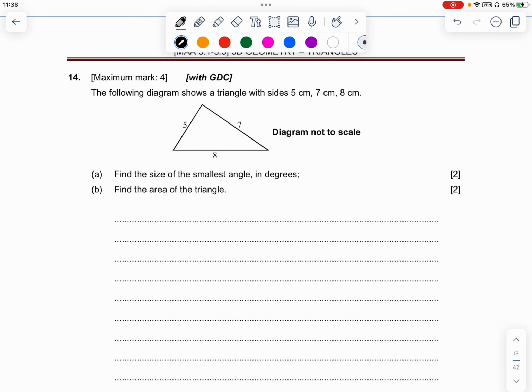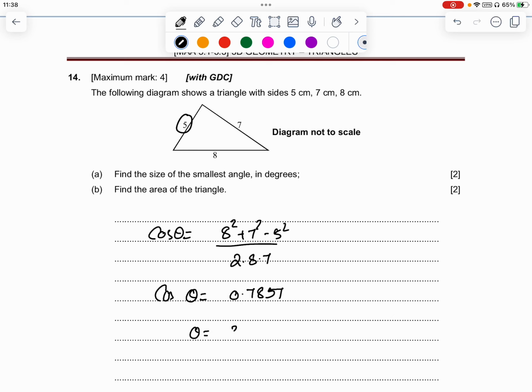Question number 14. Find the size of the smallest angle. It will be opposite to the smallest side, so 5 squared should be subtracted. So cosine theta should be equal to 8 squared plus 7 squared minus 5 squared divided by 2 times 8 times 7. So cos theta is 0.7857, so theta equals 38.2 degrees.